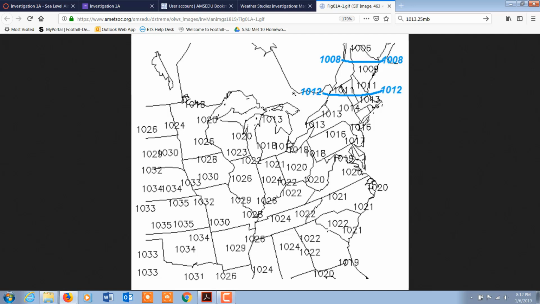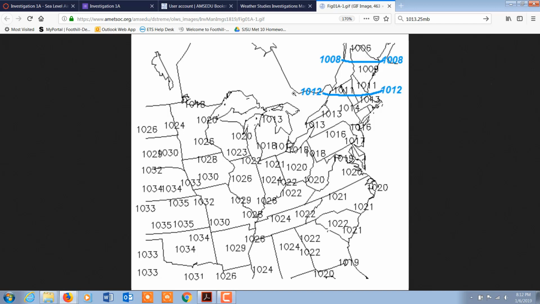And if you're confused or if you want feedback, please don't hesitate to email me what you have, and I can provide you some feedback. I can't give you the right answer, but I can provide you some feedback. So that's the first thing about these isobars.